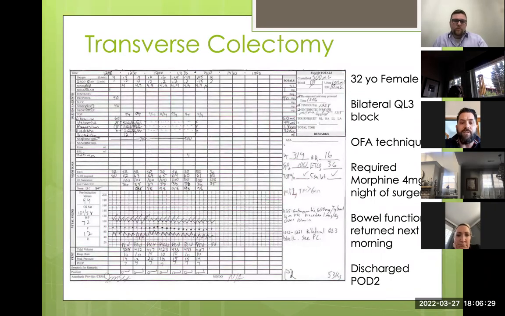And then this is a transverse colectomy that we did OFA, QL3 blocks. She took 4 milligrams of morphine that night, and was discharged post-operative day 2. Our elective colectomies have a length of stay less than 2 days now. They don't get any opiates intraoperatively. Very low. Post-operatively, bowel function comes back so fast.